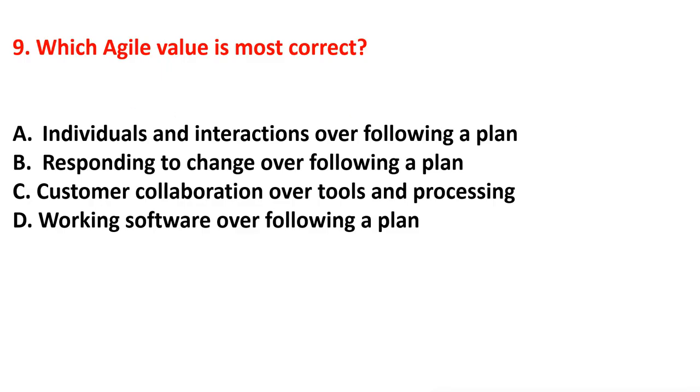Last question: which agile value is most correct? Normally this type of question will come in your exam. Individuals and interactions over following a plan, responding to change. See, if you know very well what this part is, this should be individual and interactions over processes and tools, so this is wrong. Responding to change over following a plan, customer collaboration over tools and processes, no. Customer collaboration, working software over following a plan, no. Working software over comprehensive documentation, so B is the correct answer, because both sides are okay.